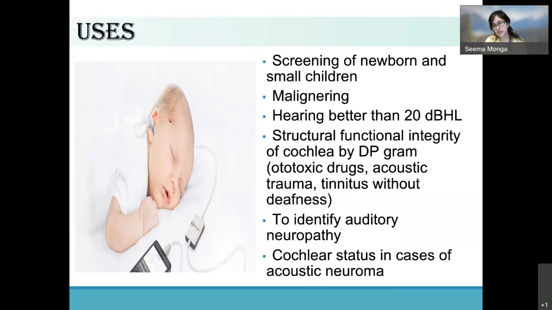Yes, for theory, you have to remember malingering can also be detected. It assesses the structural and functional integrity of the cochlea by DP-gram. Again, as I just told you, it is used to check the result of ototoxic drugs.